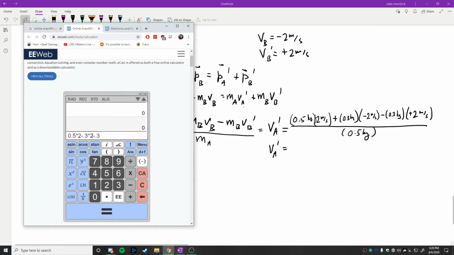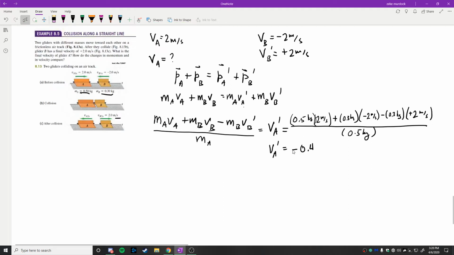All right, so it's minus 0.3 times 2, minus 0.3 times 2. And then we divide all of that by 0.5. No, not times 0.5. So it's 0.2 divided by 0.5, and then times negative 1. Where's the negative sign? I don't know. We'll just make it negative. So 0.4 is the answer. So VA prime ends up being negative 0.4. And then the unit should be meters per second.